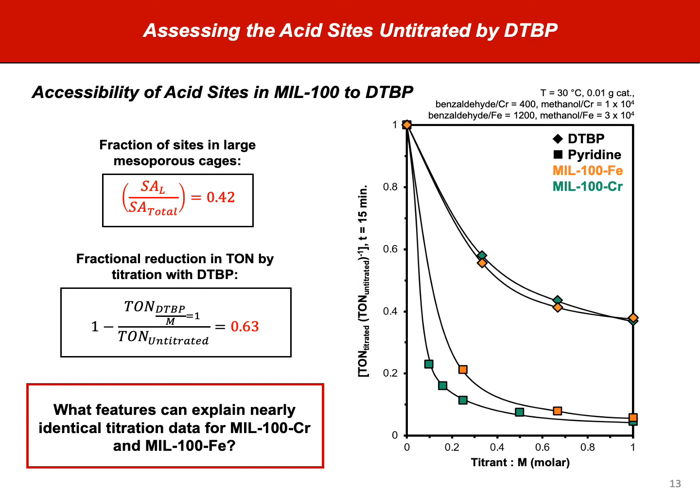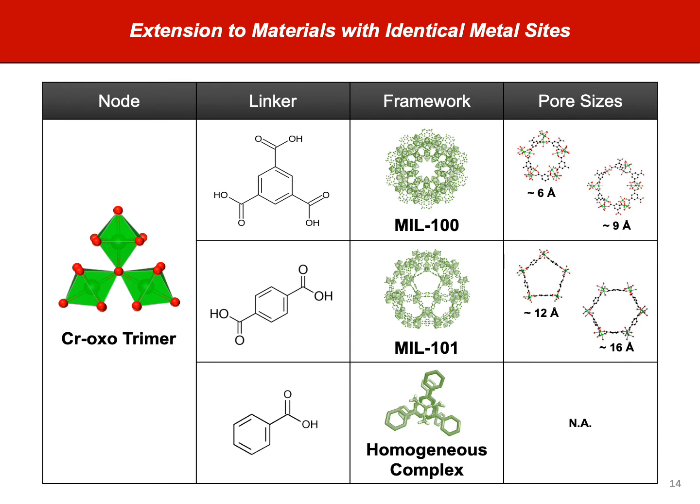So the disconnect between the 42% of sites that are in the larger cavities and the 63% of sites which can be titrated indicates that the size of the cavity may not be what differentiates the sites that can be titrated from those that cannot. But we still wanted to probe further and see if our explanation as to limited accessibility to some of the Brønsted acid sites is valid.